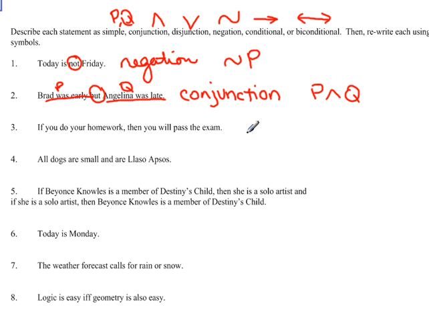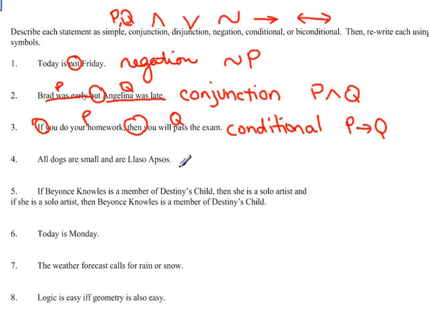Number 3, if you do your homework, then you will pass the exam. Those keywords if, then indicate a conditional. If something, then something. So you do your homework is the first condition we'll call P, and then you will pass the exam is the statement we'll call Q. So to write this conditional statement in symbols, we would say P, single arrow, Q.